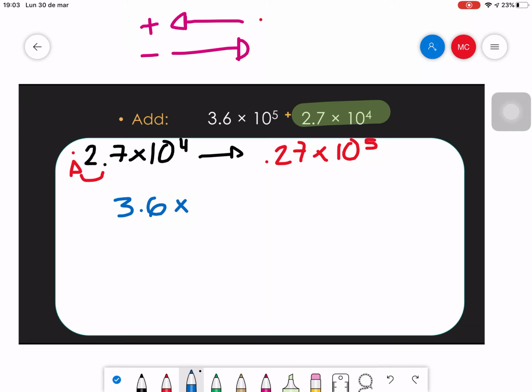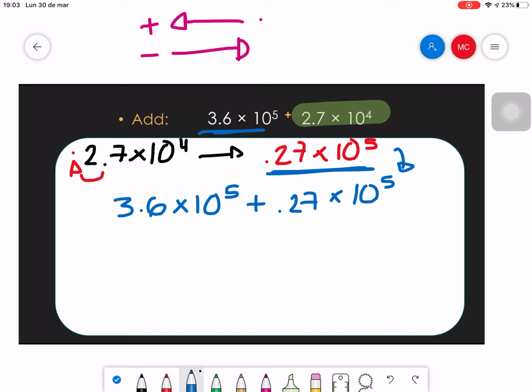3.6 times 10 to the 5th power plus 0.27 times 10 to the 5th power. I'm copying this one. Remember, this is what I care the most, and this one. Now that I have copied, I can say that this operation does no longer exist.